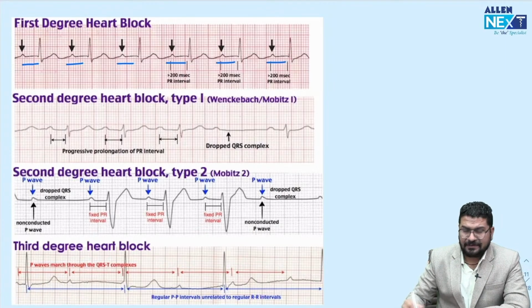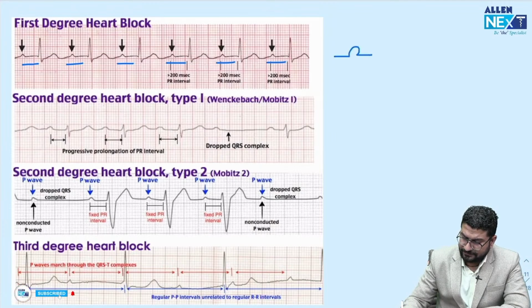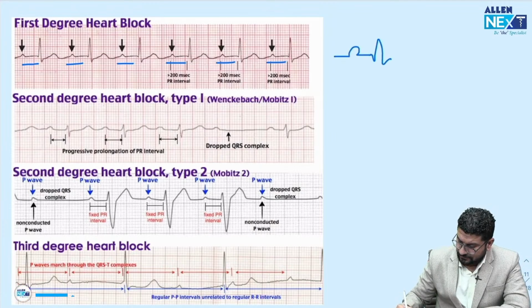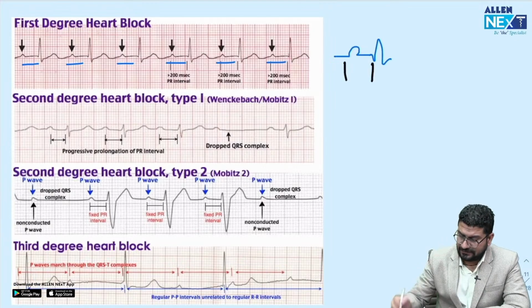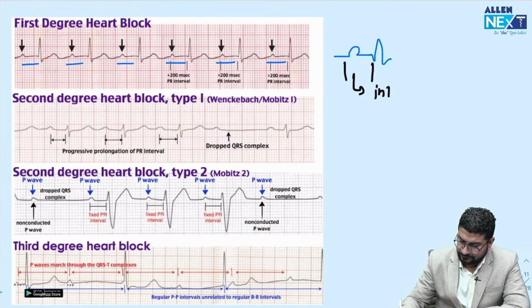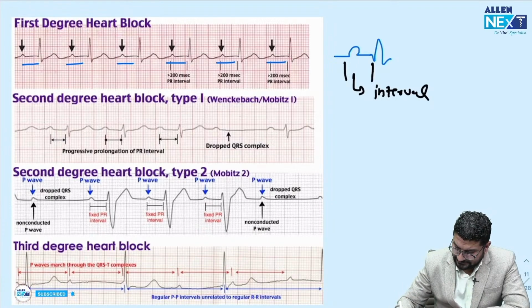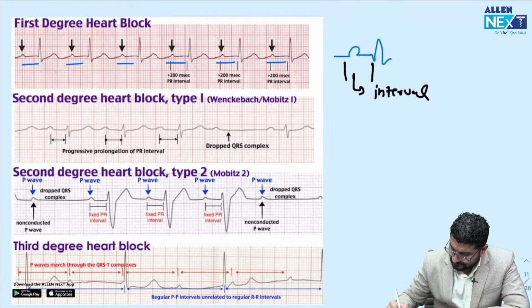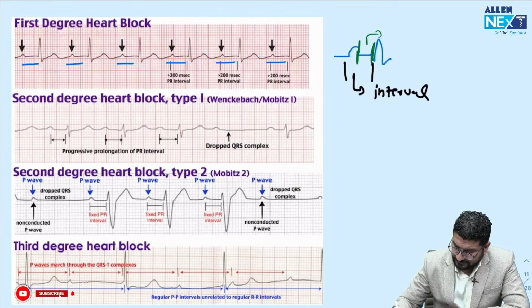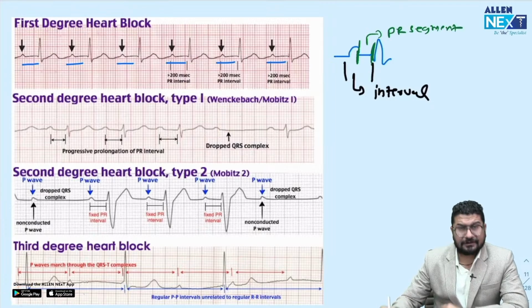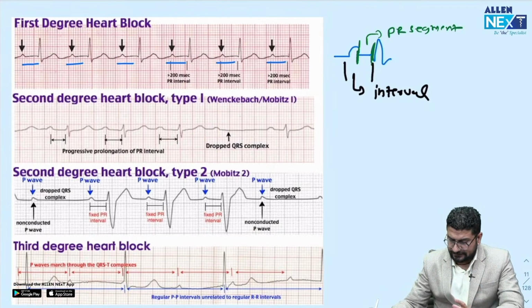When I say PR, it is the start of P to the start of QRS. That's called the PR interval. But if I say the duration from the ending of P to the start of QRS, that is called the PR segment. So when I talk about an interval, it means the starting of P to the starting of QRS.